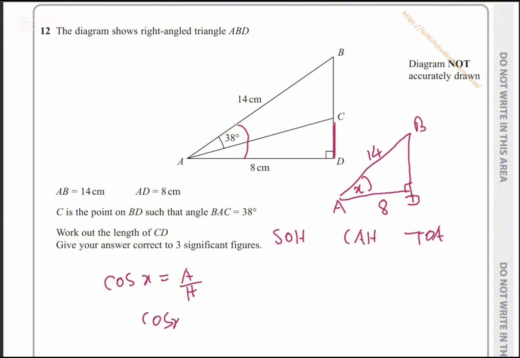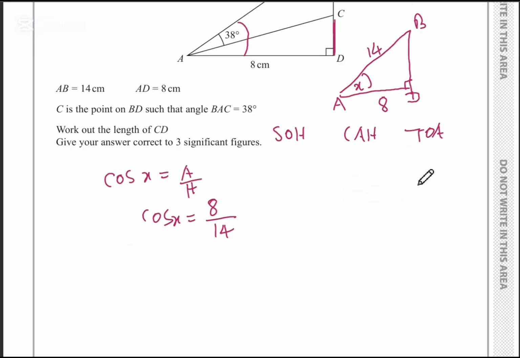So cos X equals, what's my adjacent? 8 over 14, and in this case X would be cos inverse of 8 over 14, right? And when I put this in my calculator, how do you put cos inverse? In order to put cos inverse, you have to click shift and cos, and then you put 8 over 14 in your calculator, and this gives me an answer of 55.15.